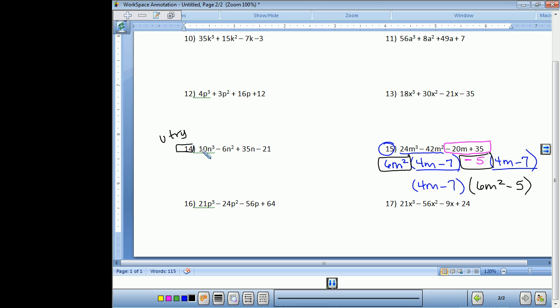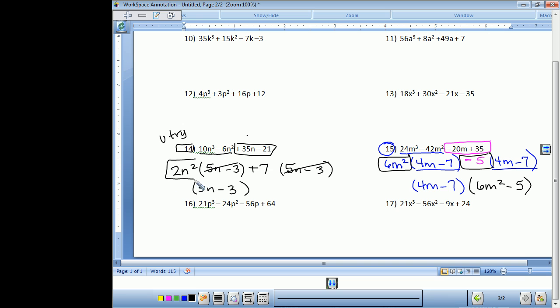Okay. So when we looked at the first two terms, what did you decide was the greatest common factor of the first two terms? 2n squared. And when we factor that out, what were you left with? 5n minus 3. So over here we want 5n minus 3. So what do we factor out of this group? A positive 7. So the 5n minus 3 goes in front.